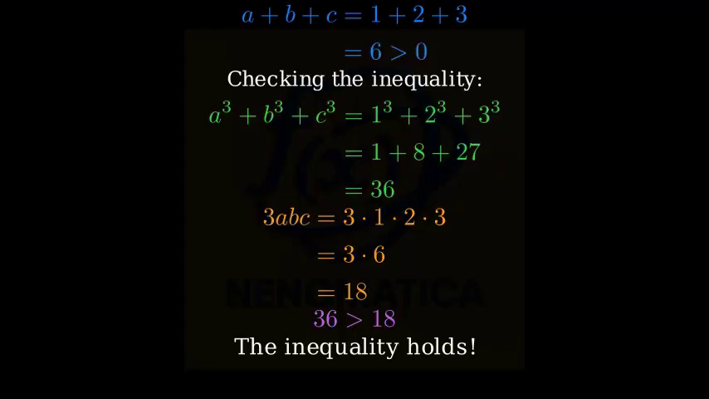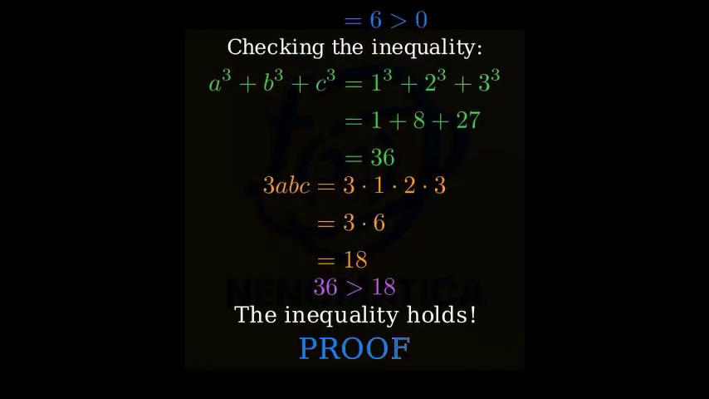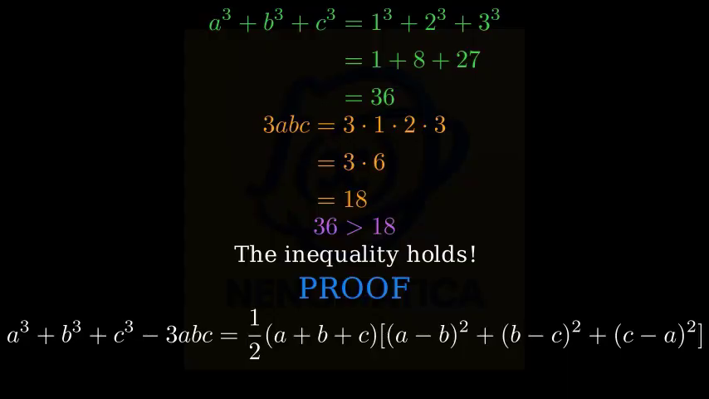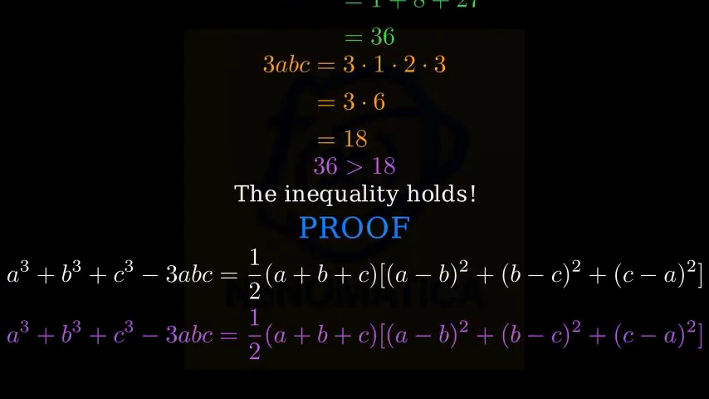Now, let's explore the proof of this theorem. We begin with a remarkable identity. The left side of our inequality, a cubed plus b cubed plus c cubed minus 3abc, can be rewritten as 1/2 times the sum a plus b plus c multiplied by the sum of squares of differences: the square of a minus b plus the square of b minus c plus the square of c minus a. This identity is key to our proof. Let's take a moment to understand it.